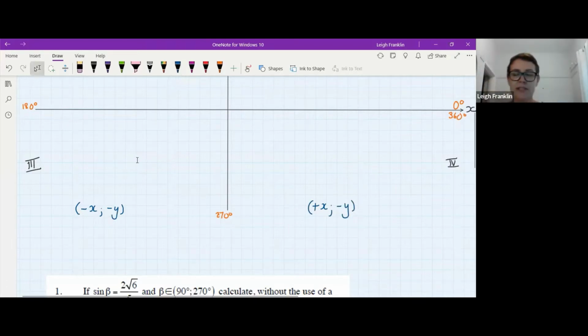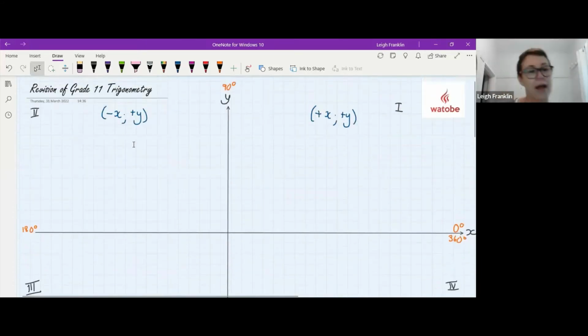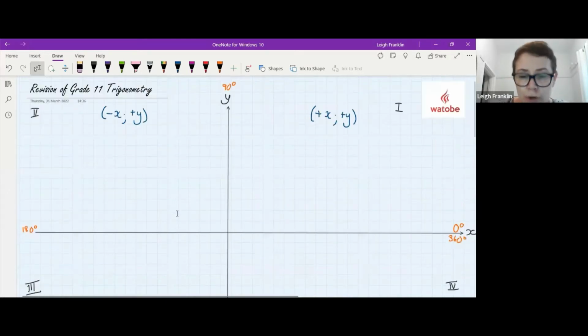So it's safe to say that y coordinates are positive above the x-axis. Y coordinates are negative below the x-axis. To the left of the y-axis, x is negative. To the right of the y-axis, x is positive. Now, these x's and y's are really, really important in trigonometry.